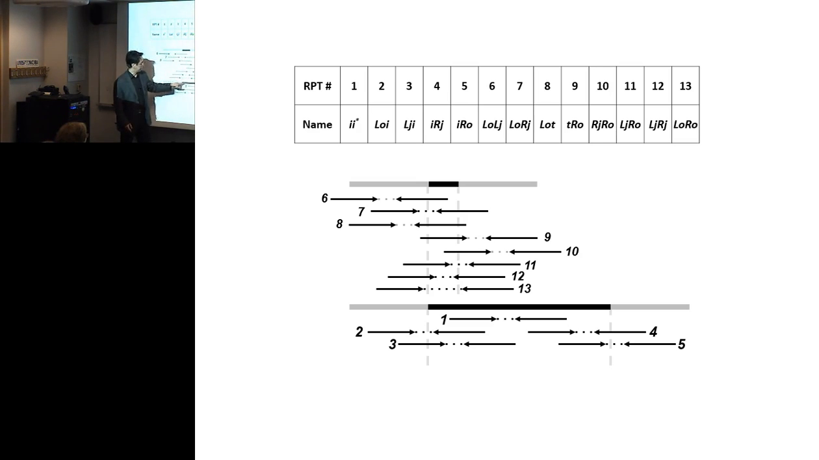But if this black bar, if the allele is longer than a read, you get additional read types, such as II, both reads are inside, or outside in, or junction in, and so on and so forth.